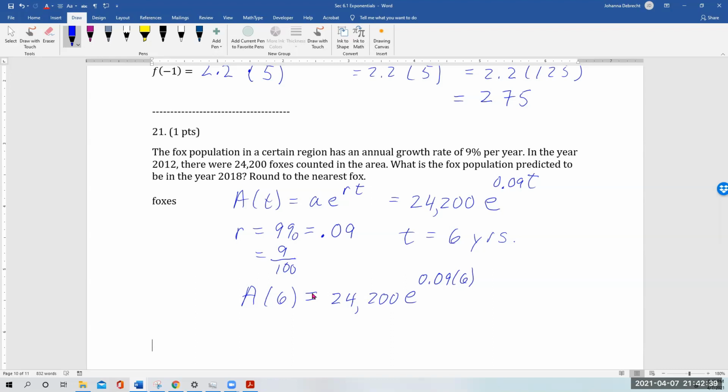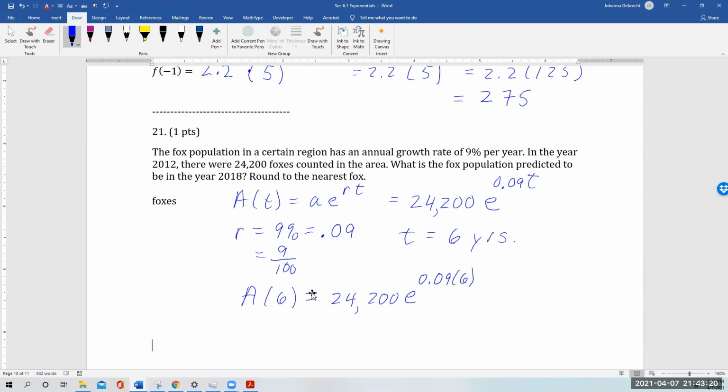24,200. Your calculator will have a button on it that will do exponentials raised to a power. You have to find it. It's usually on top of the button that has an LN written on it, and next to or above or below the button that has LOG written on it. Find it. It is usually the second function. So you hit the second button and then the LN button to get e to the power. Then you're going to enter the power of 0.09 times 6. You can use parentheses to group it in most calculators.